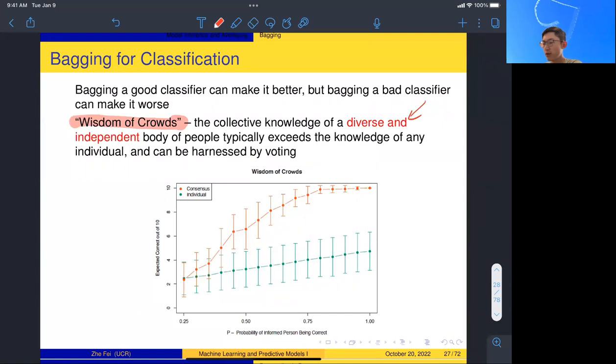Okay, as illustrated in this plot as well, we compare this consensus versus the individual knowledge. Here the experiment is for each individual to take 10 questions, and we look at the correctness of the 10 questions.